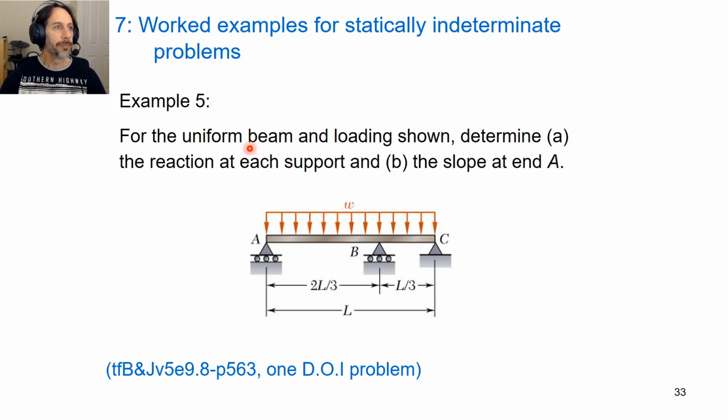Okay, so here we have a uniform beam with uniformly distributed loading, and we're asked to determine the reaction at each support and also the slope at end A. So again, if we look at this, is it statically indeterminate? If we took away this support here, we can see this is a simply supported beam. We don't really need this for equilibrium, so therefore statically indeterminate.